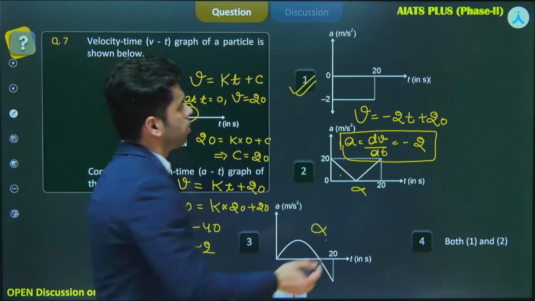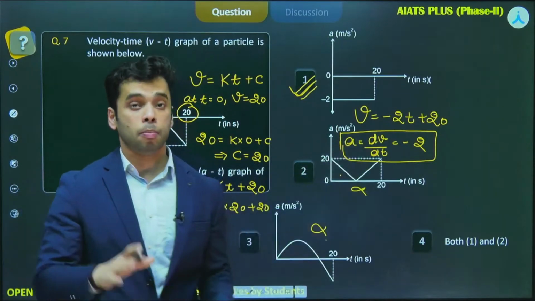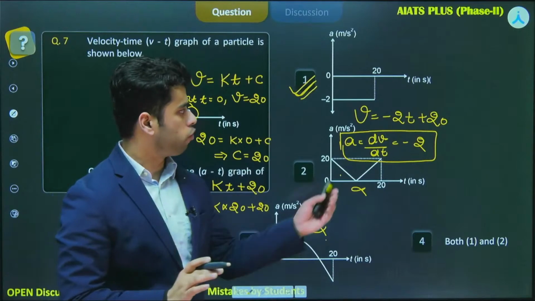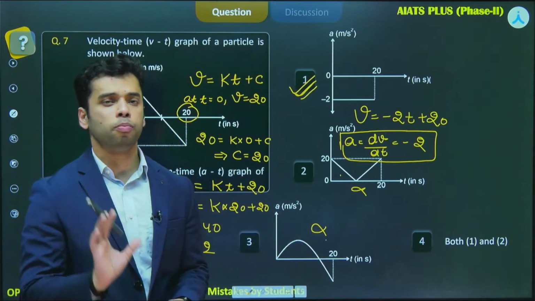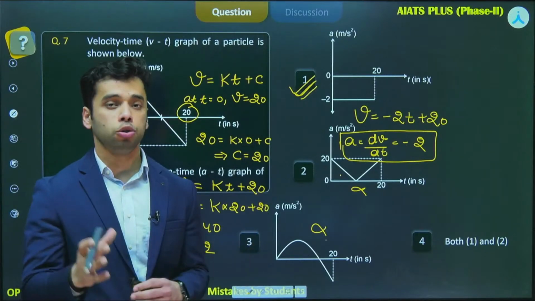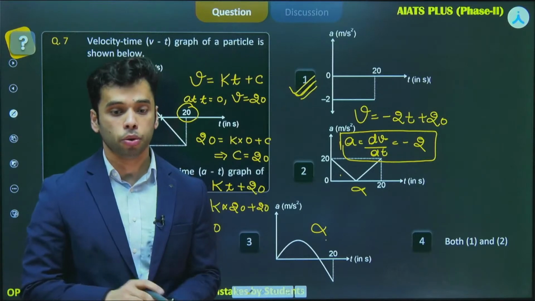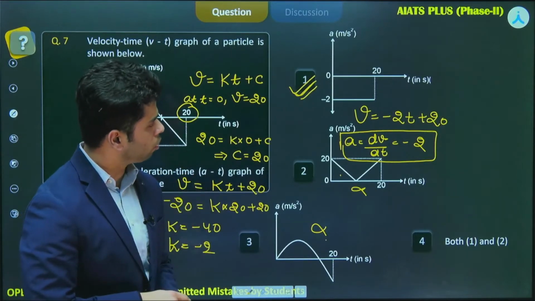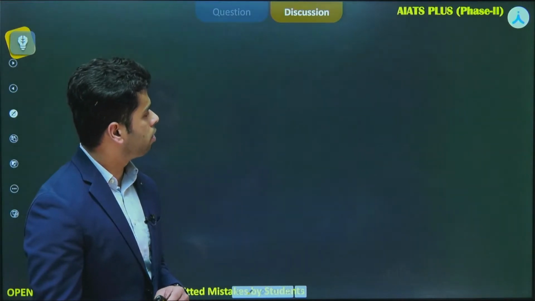So obviously, the correct answer to this problem will be option 1. This is one of the approaches, but it is a bit time-taking. You need to form the equation, then differentiate it. But I'll say go with the slope logic. It will give you the quick answer, and you will save your time in the examination. I hope this problem is clear to you. Let's move forward to the next problem of this discussion.